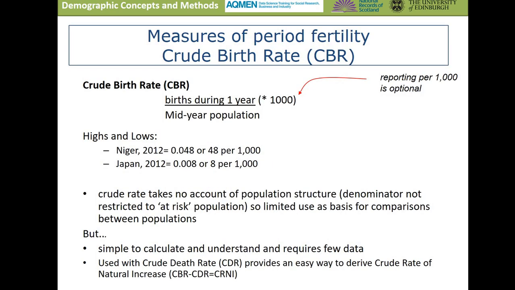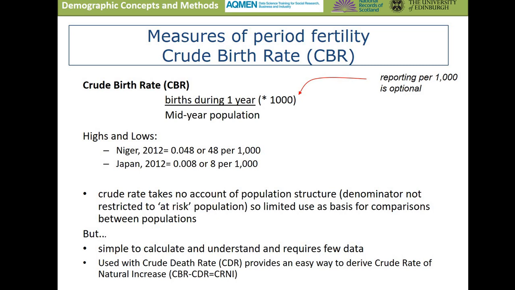The simplest rate that we can use is the crude birth rate. So this is just the births during a year divided by the mid-year population. And typically we multiply these rates by 1,000 to give the number of births per 1,000 population. And we can see the highs and lows of the crude birth rate in 2012, with a low in Japan of 8 per 1,000 compared to 48 per 1,000 in Niger in 2012.